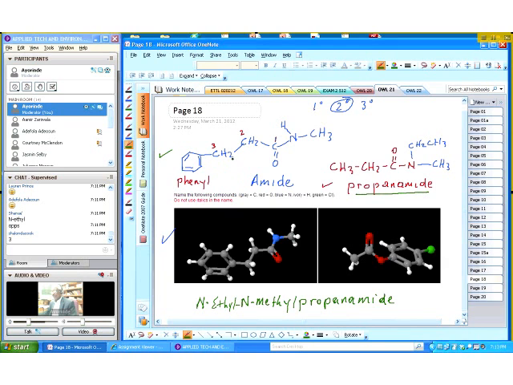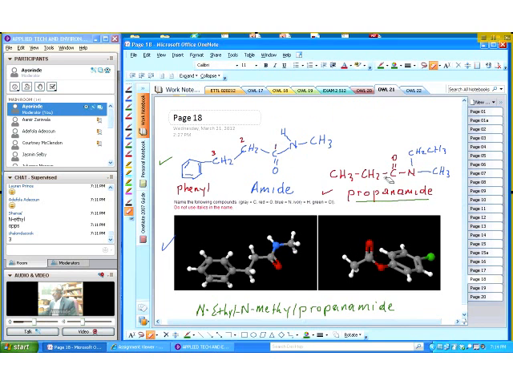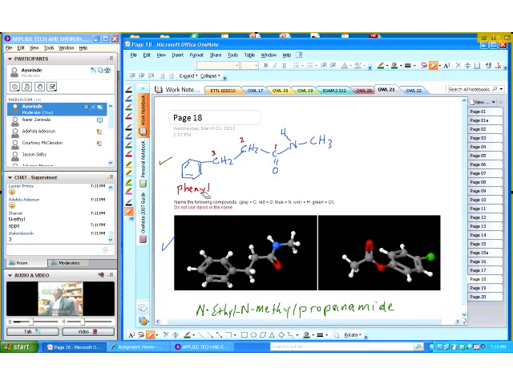Now let us come back to this molecule here that we need to name. I am taking some time to go through this because we did not do this in class. This is the amide right here. Now the parent amide will be the primary amide. If it was the primary amide, there would be 2 hydrogens here. So the parent amide will be this carbon number 1, 2, 3, that's propane amide.